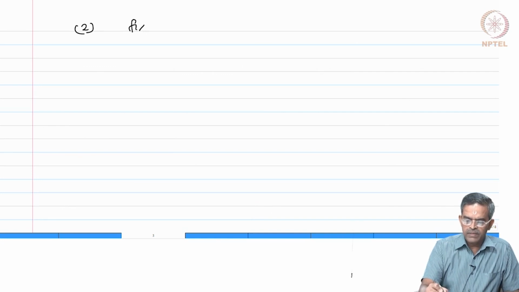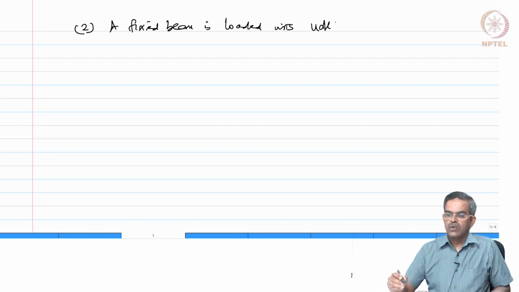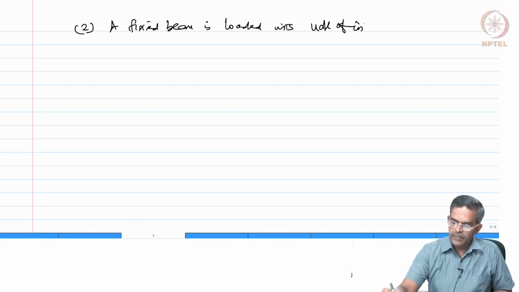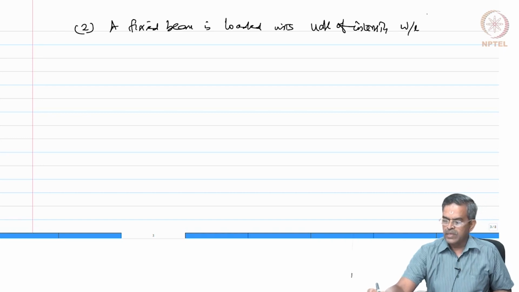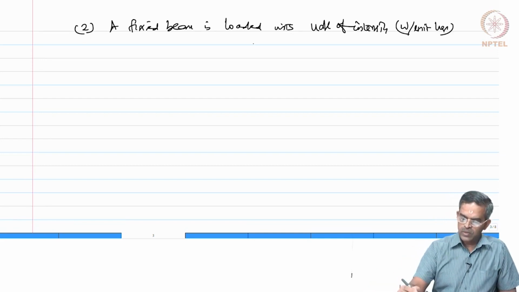Let us say a fixed beam is loaded with uniform distributed load of intensity W per unit length. Obtain the collapse load. So, let us do that.